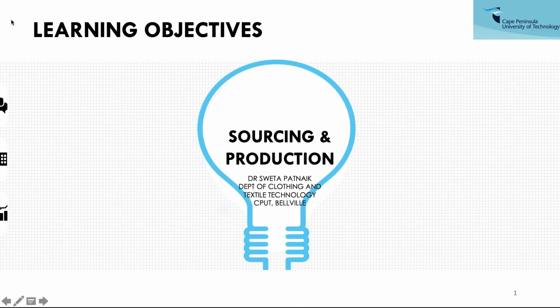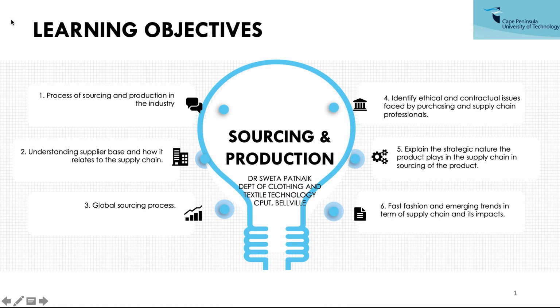The chapter we are going to discuss is on sourcing and production. So, the learning objectives of this chapter will be on understanding the process of sourcing and production, how it happens in our industry, understanding the supplier base and how it relates to the supply chain. We speak a bit about global sourcing processes. We understand the ethical and contractual issues that are faced by purchasing and supply chain professionals.